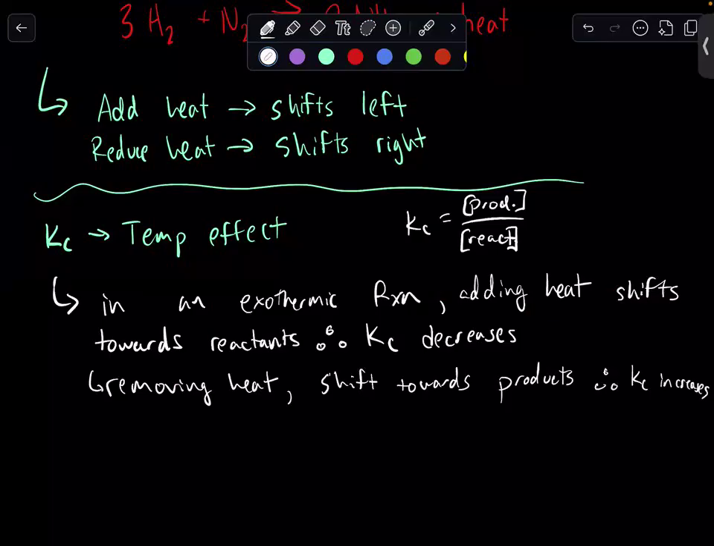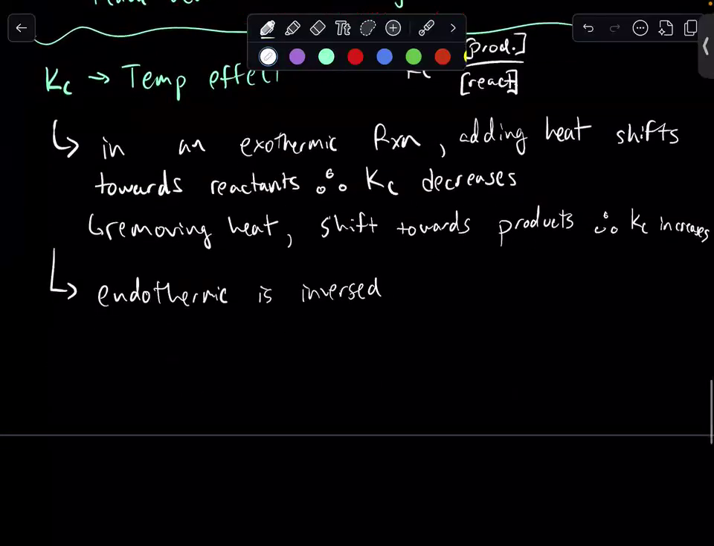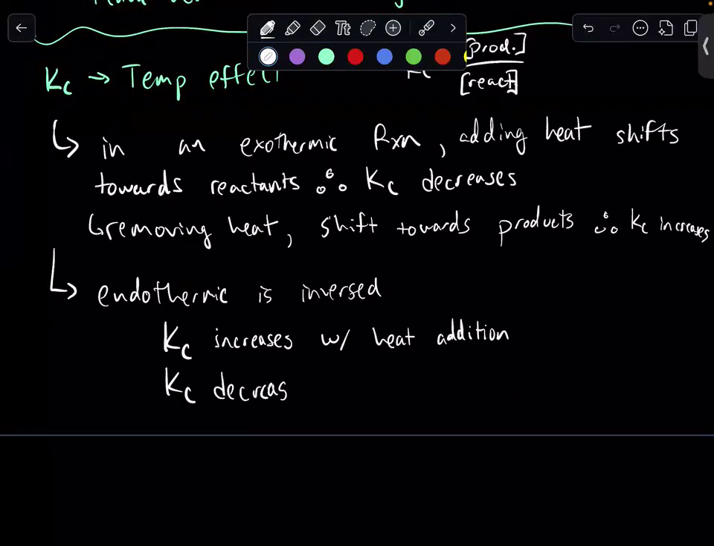And if this is how it is for an exothermic reaction, endothermic is inversed, as heat is now a reactant. So I'm just going to cut to it. Kc increases with heat addition. Kc decreases with heat removal. So that is how our equilibrium constant changes with temperature.